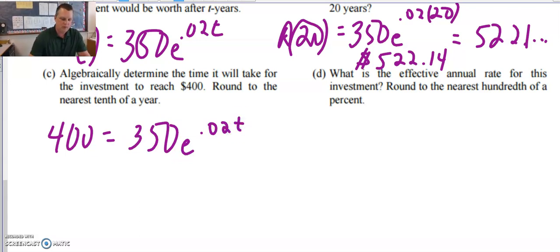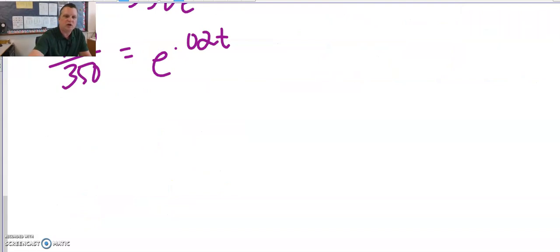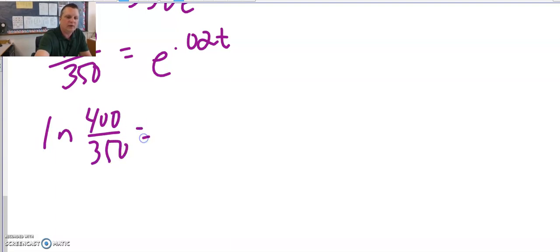350 e to the 0.02t. We solve for this t. It's a variable in the exponent, so you have to use logs. So you have 400 divided by 350 equals e to the 0.02t. Yes, you have to use logs, but because you have an e, you have to use natural logs. And I just put that whole value in. I could have crossed out the zeros. ln e raised to the 0.02t.